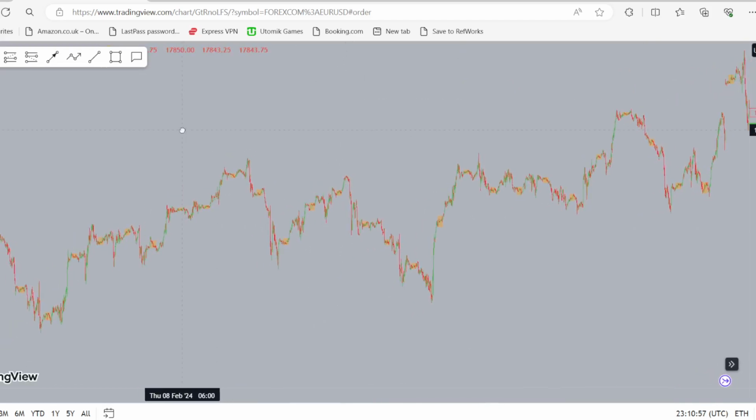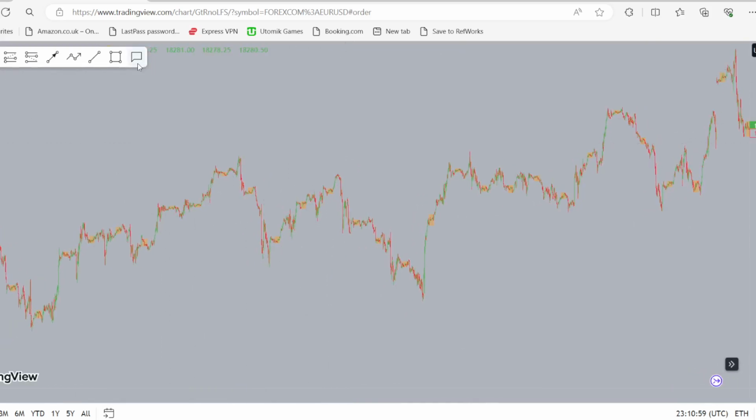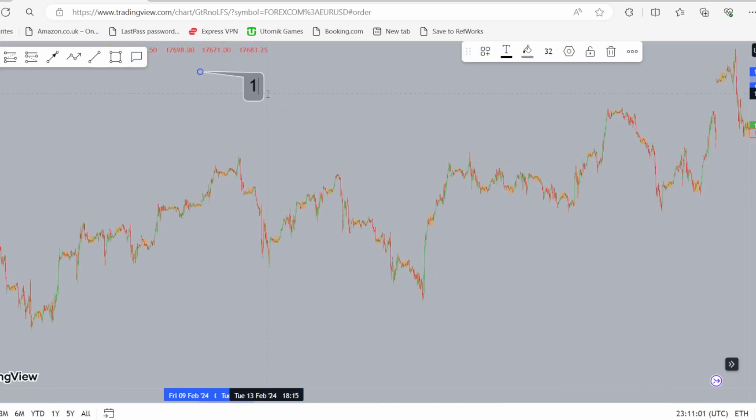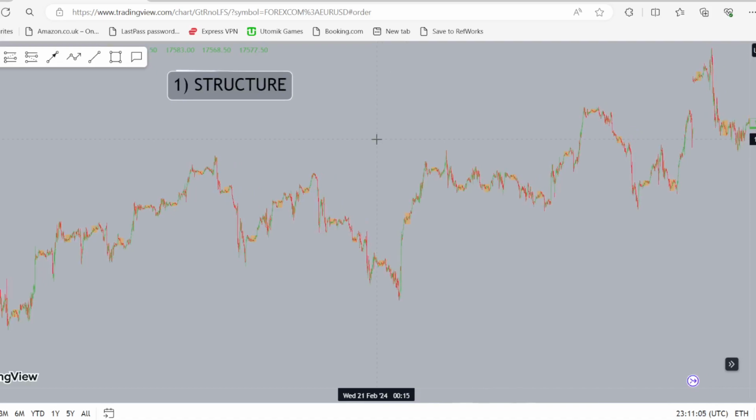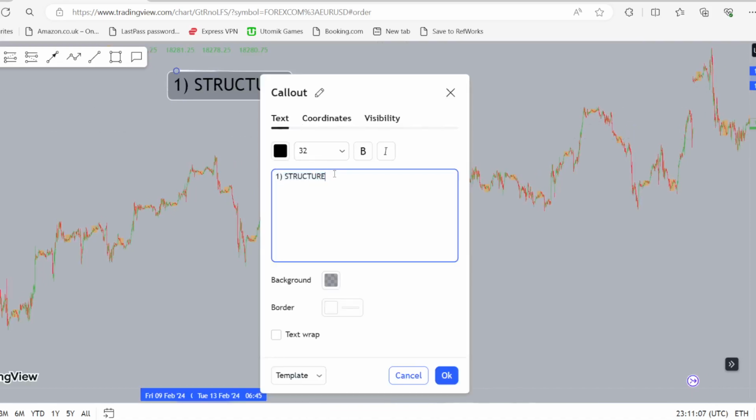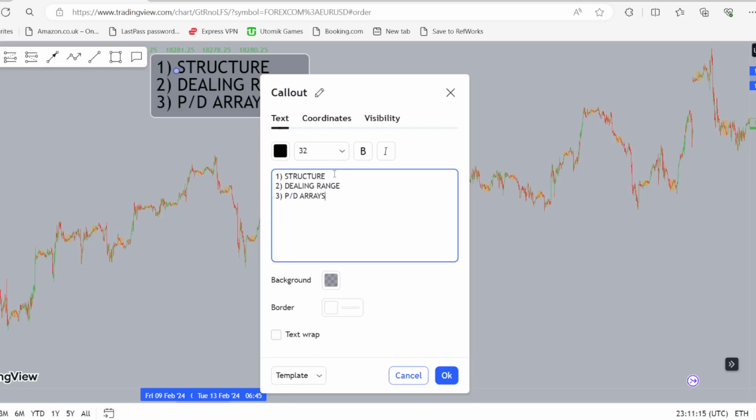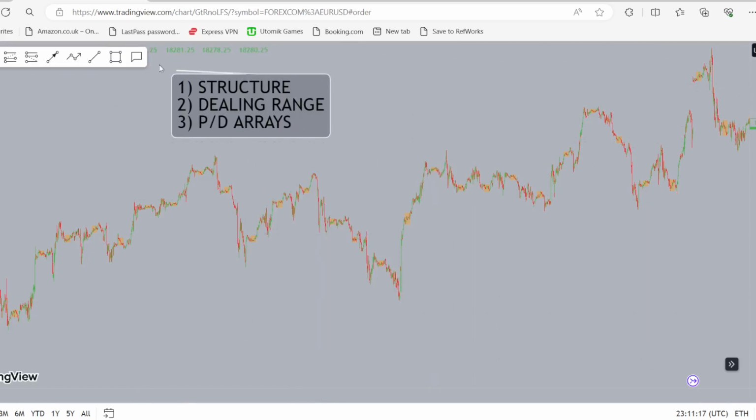So with that being said, I'm going to quickly go over the first concept, which I often start with, which is the idea of structure. So we're going to be looking at our structure first. Then afterwards, we're going to be looking at our most recent dealing range, and within that, we're going to be able to delineate our premium versus discount arrays. Okay, so these are the three M15 steps I'm going to be taking.